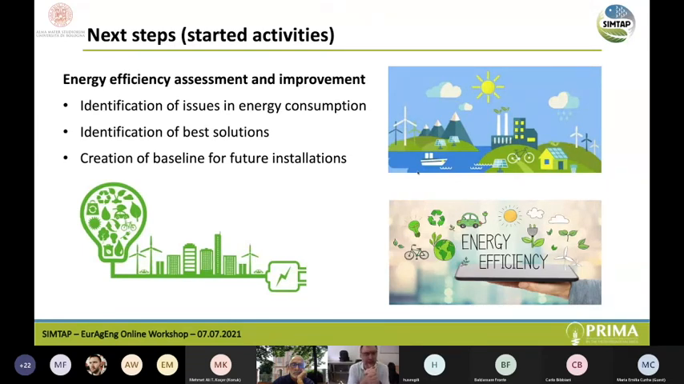Of course, sustainability is probably the key point at the basis of the SIMTAP project. So we want to take care also of analyzing the energy efficiency and to find a way to improve it further. So in the next months, we will address the study of how to improve energy efficiency, which will become an important point for future installations.